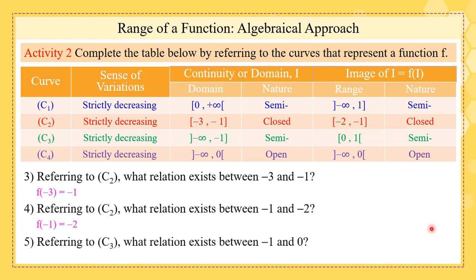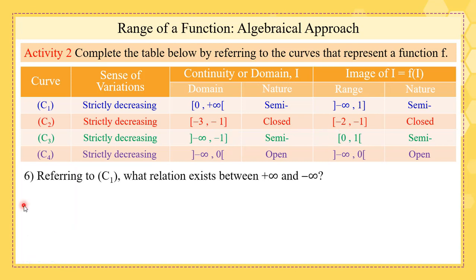Let's continue now. If we refer to curve 3, this is curve 3. What relation exists between negative 1 and 0? This is negative 1. You can see negative 1 on the right side of the interval, 0 on the left side of the other interval. We can see that f of negative 1 is 0. Now, referring to curve 1, what relation exists between positive infinity and negative infinity? This is positive infinity, this is negative infinity. You can see that the limit of f of x as x tends to plus infinity is negative infinity.